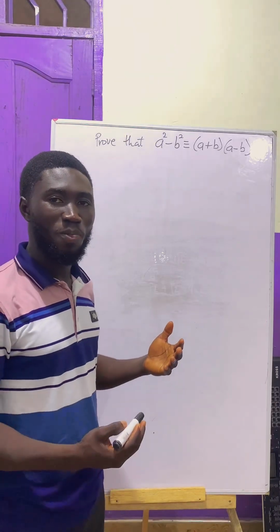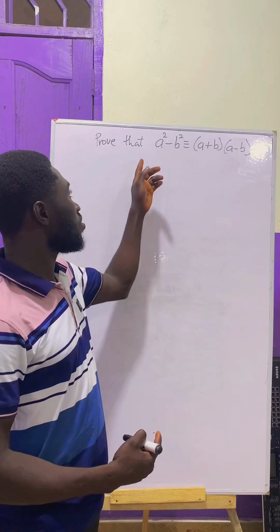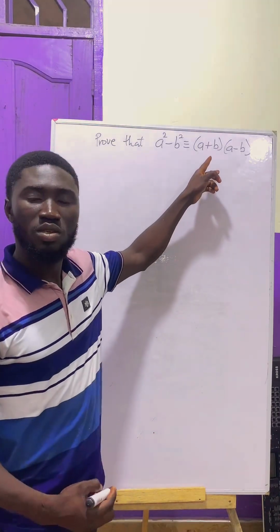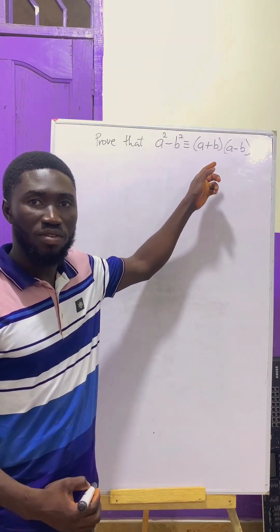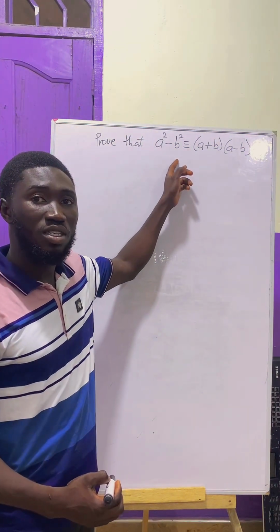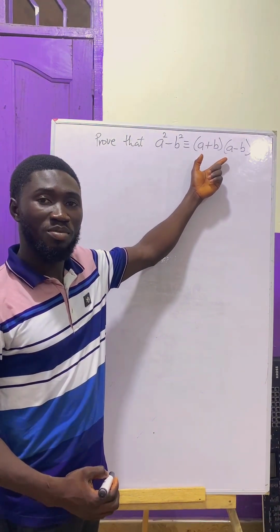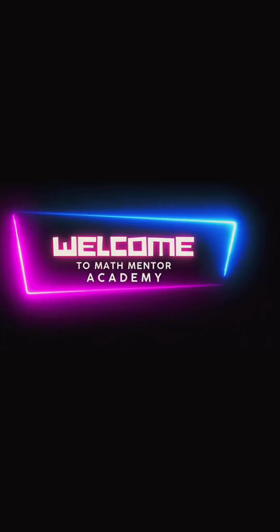Welcome to today's video. In this video, we are going to look at how the difference of two squares identity was derived. That is, the difference of two squares, how this identity was derived in this form. Let's get into it.